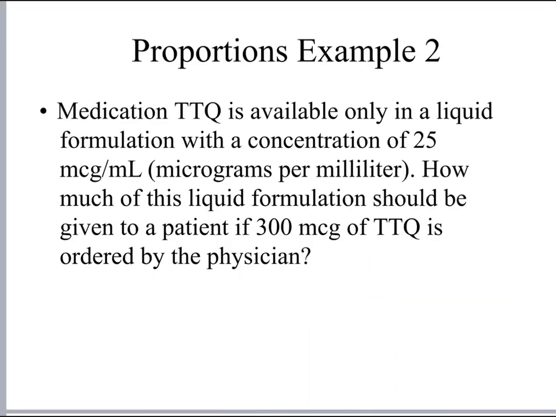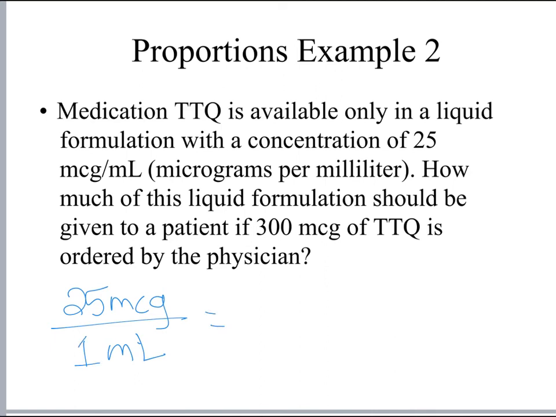So here we have medication TTQ is available only in a liquid formulation with a concentration of 25 micrograms per milliliter. How much of this liquid formulation should be given to a patient if 300 micrograms of TTC is ordered by a physician? So we know that it is 25 micrograms per milliliter, which means per 1 ml.